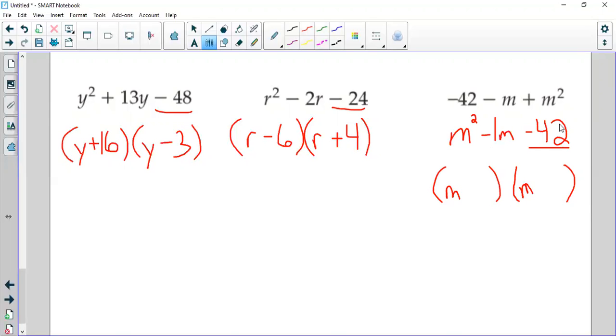And then I'll say, what are my factors of 42 to have to subtract to make 1? I need two numbers that are only one number apart. Well, 7 times 6 is 42. And I need a positive and a negative. I need my negative, because the b is a negative, to be the larger of the two numbers. So negative 7 and positive 6 makes negative 1. All right, let's see how you can do with that.